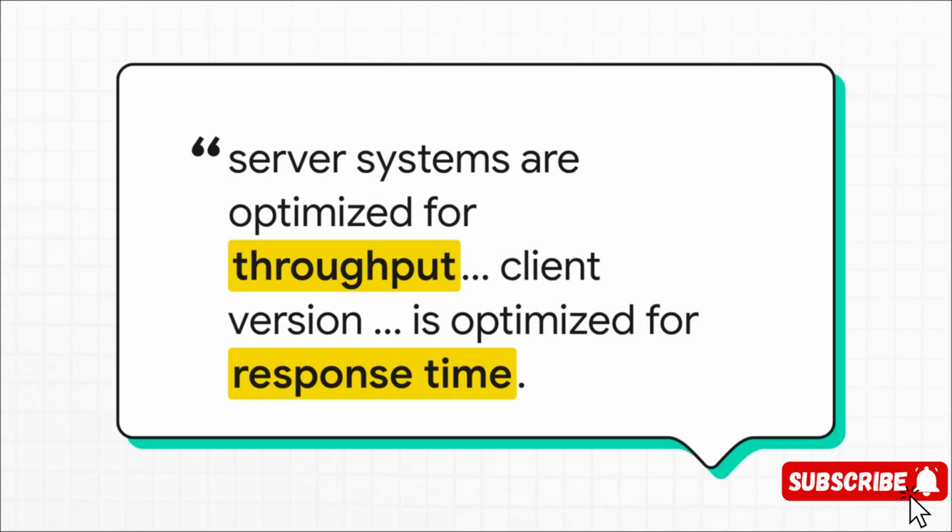And this isn't an accident. This quote from the source material says it all. Client systems are tuned for one thing, interactive response time, while server systems are tuned for raw throughput. The scheduler's core logic is smart enough to adapt and serve both of those completely different goals.